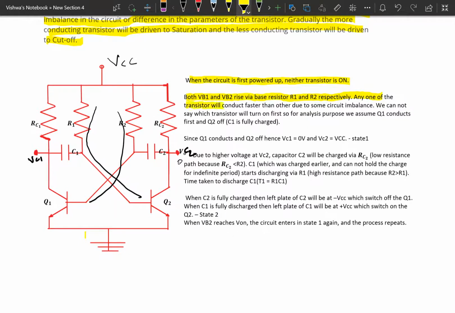One transistor will conduct faster than the other due to circuit imbalance. We cannot say which transistor will turn on first. So for our analysis purpose, we can assume that Q1 will conduct first and Q2 will be off. When Q1 is conducting, Q2 will be off. That means now the Q2 transistor will be in the cutoff region. Assume it like this, and let's switch on.